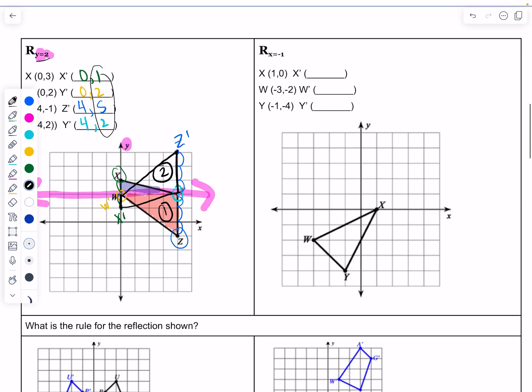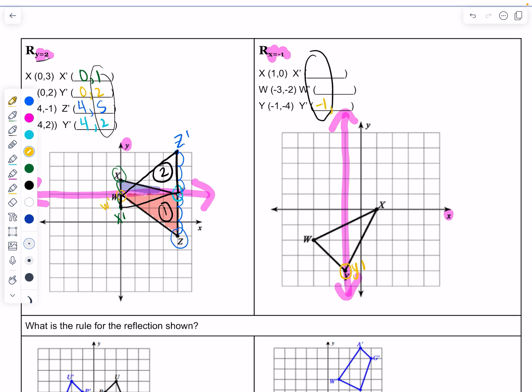Okay. What about x equals -1? It goes through the x-axis at -1. Again, that goes through the shape. So I'm going to expect my x values to change. And so instead of 1, 0, it's going to be something different. Are there any points that are on the line? Yes, Y is on the line. So Y prime is also going to be on the line.